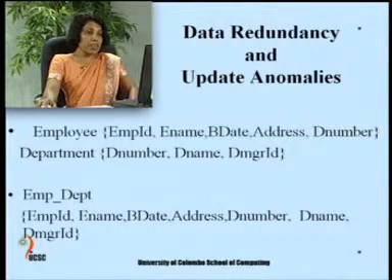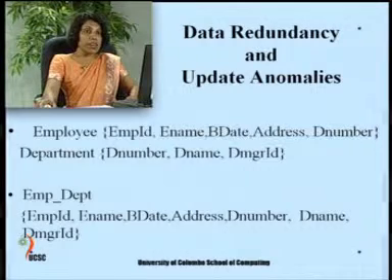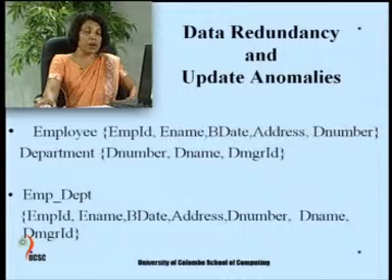Now if we consider this example, here you can see that there is a relation called employee with the attributes employee ID, e-name, birth date, address and department number, and there is another relation called department with the attributes department number, department name and department manager's ID.